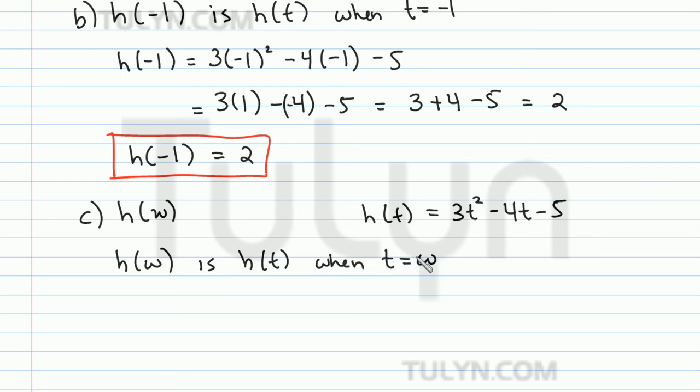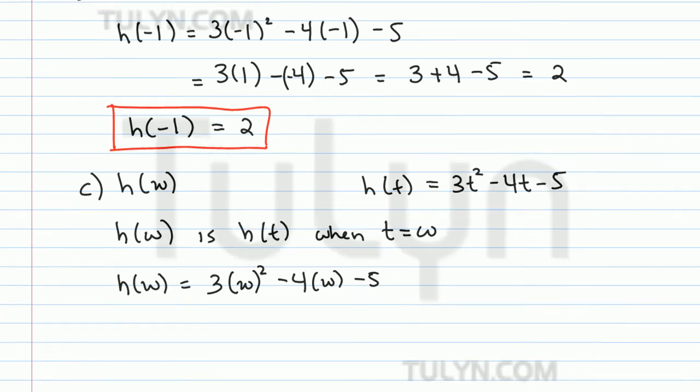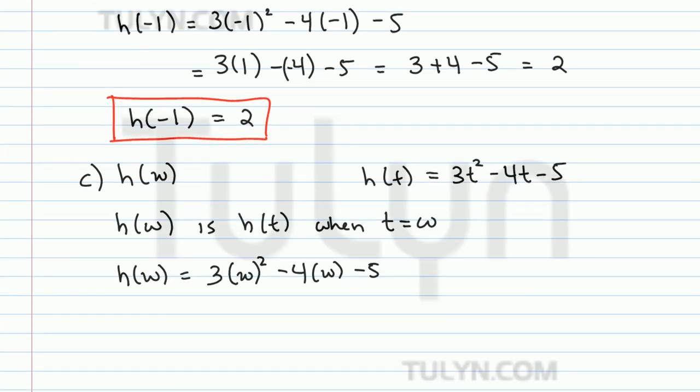So now it's just like in the past examples, except this time we're replacing it with another letter instead of a number. So h of w becomes 3 times w squared minus 4 times w minus 5. And since w isn't a number, then our answer is going to be in terms of w. So since there's nothing else we can do, we can just get rid of the parentheses. So this simplifies to 3w squared minus 4w minus 5. And that is what h of w is.